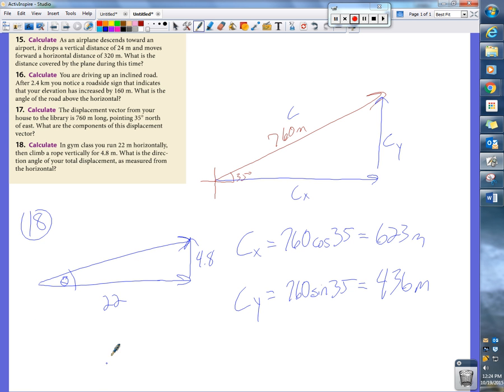Opposite and adjacent, so we use tangent, and inverse tangent to find the angle. The angle will be inverse tangent of the y, always the y over the x, 4.8 over 22. And solve that and you get your answer.